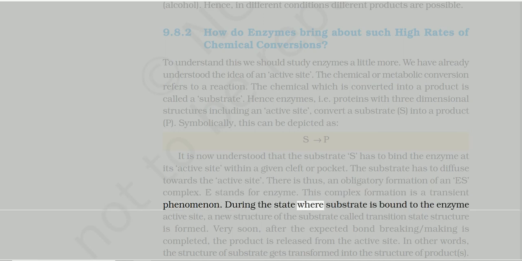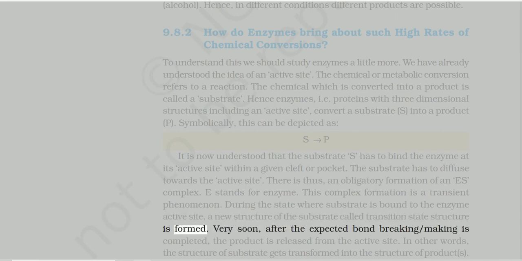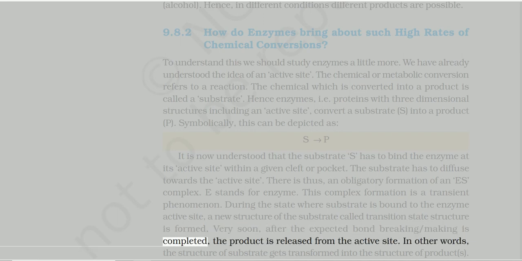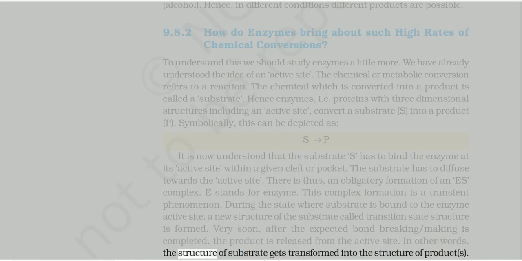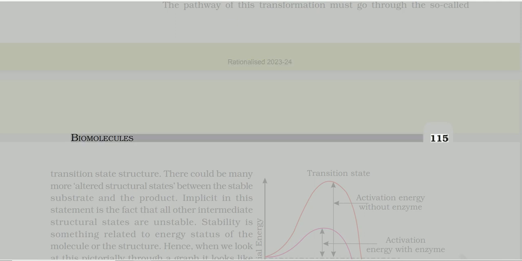During the state where substrate is bound to the enzyme active site, a new structure of the substrate called transition state structure is formed. Very soon, after the expected bond breaking and making is completed, the product is released from the active site. In other words, the structure of substrate gets transformed into the structure of product, P. The pathway of this transformation must go through the so-called transition state structure.